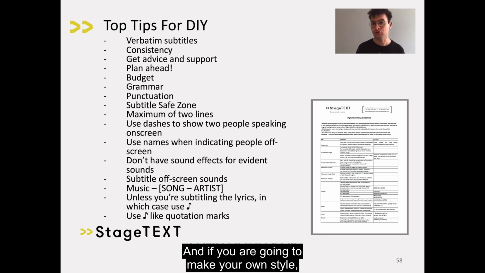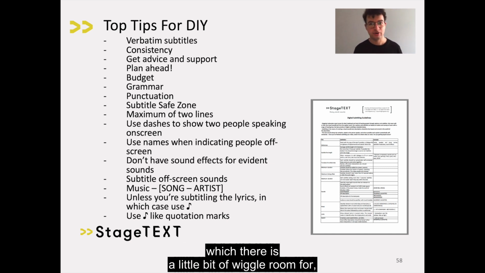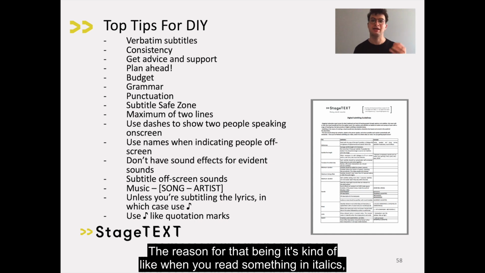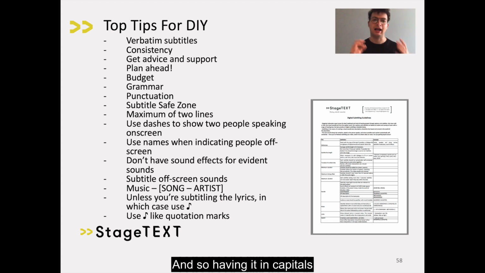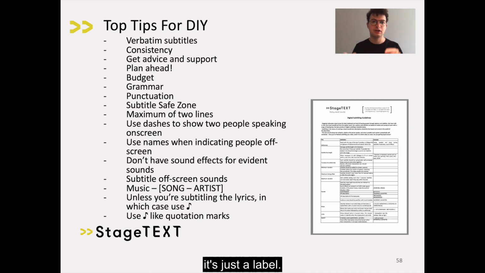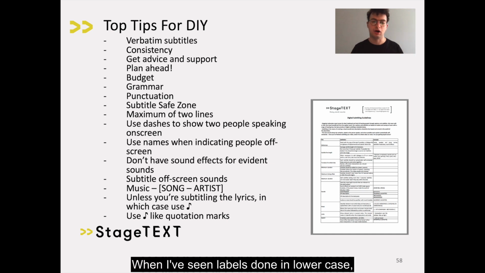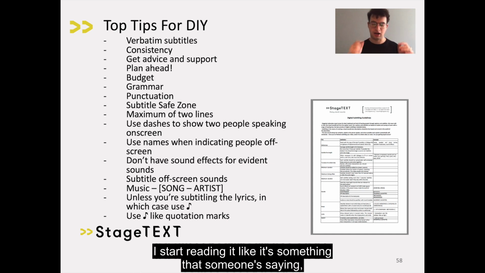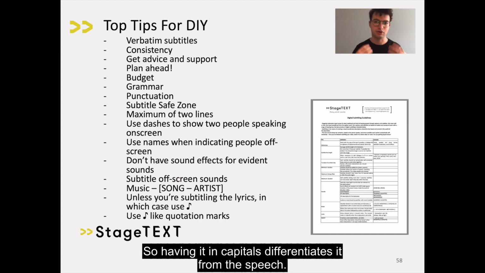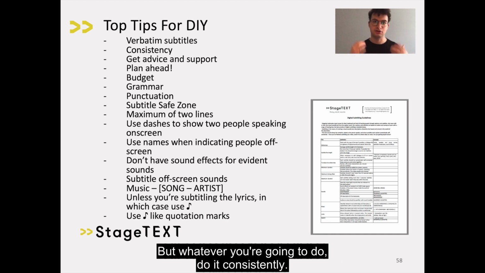And if you are going to make your own style, which there is a little bit of wiggle room for, particularly in the sound labels, you can use rounded brackets, although I would still recommend having it all in capitals. The reason for that being that it's kind of like when you read something in italics, your brain reads it in a different way. And so having it in capitals means that your brain recognizes that it's not the speech, it's just a label. When I've seen labels done in lowercase, I kind of start reading it like it's something that someone's saying, and oh wait, no, that's a label. So having it in capitals differentiates it from the speech. But whatever you're going to do, do it consistently.